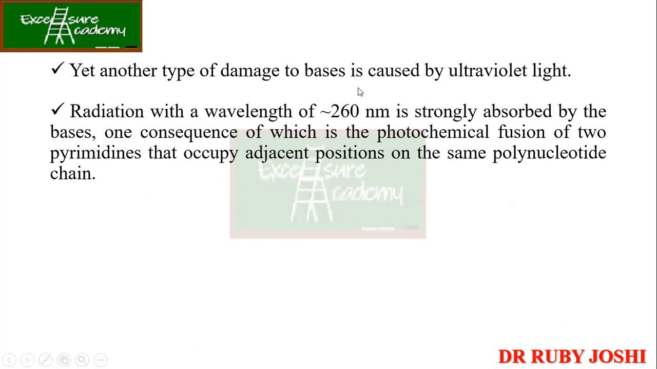And the another damage to the bases is caused by the UV radiation. And what happens is that when these DNA, they absorb the wavelength 260, ठीक है, अगर UV light है जिसकी वजह से क्या होगा, there will be a photochemical fusion of the two pyrimidines, और इसके केस में कौन सा है, thymine. So guys, you know that if suppose such cases are there where the thymine dimers are formed, it results in the skin cancer.